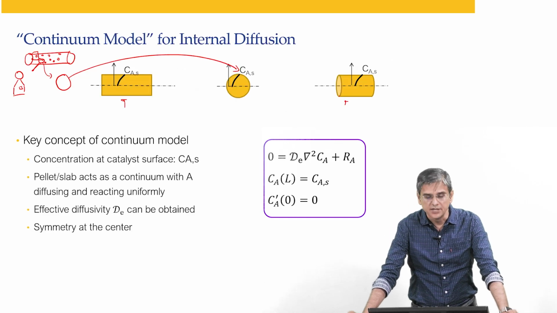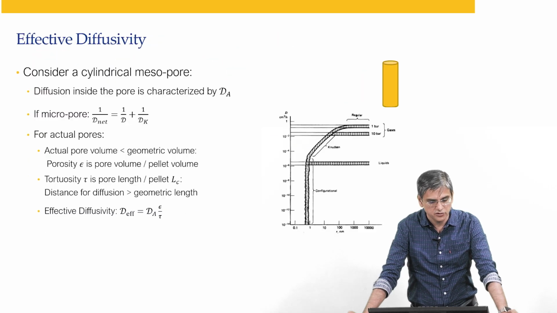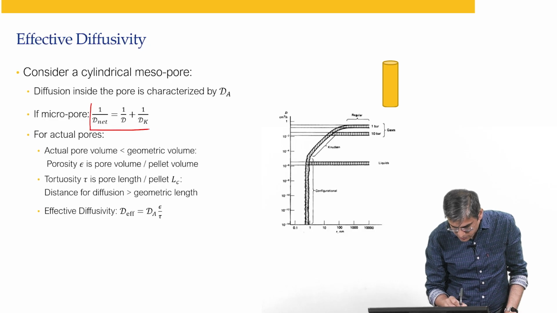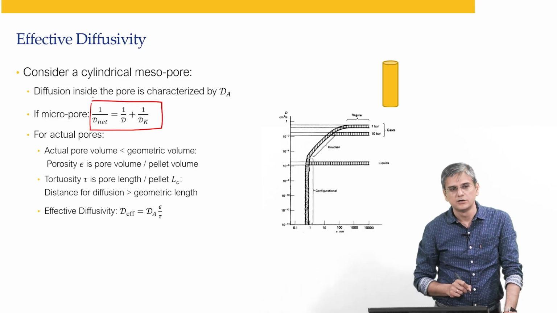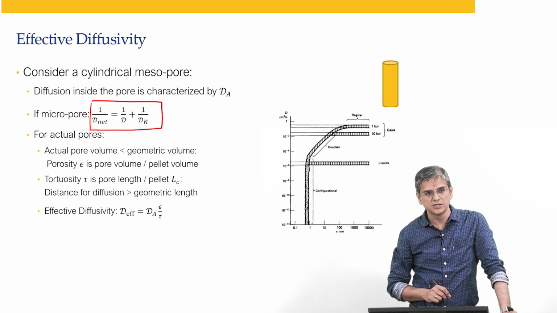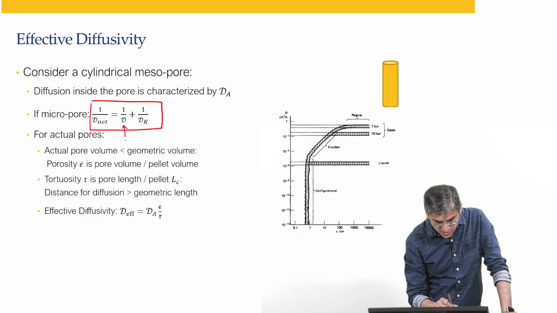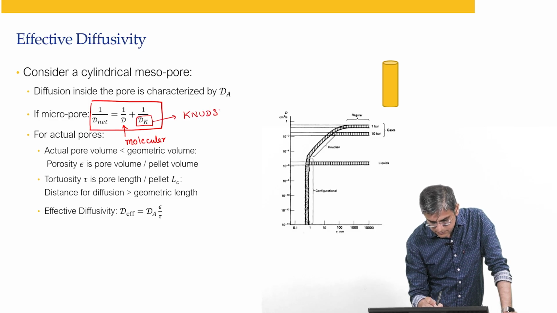The important thing is the diffusivity, the coefficient of diffusion. A simple equation to remember, boxing the equation: 1 by D overall or 1 by D net is 1 by D, this is the molecular diffusivity, plus 1 by D, and this is called the Knudsen diffusivity.